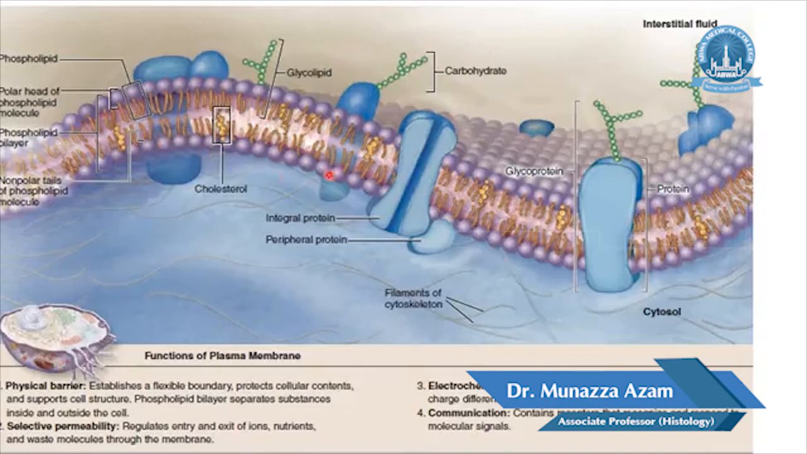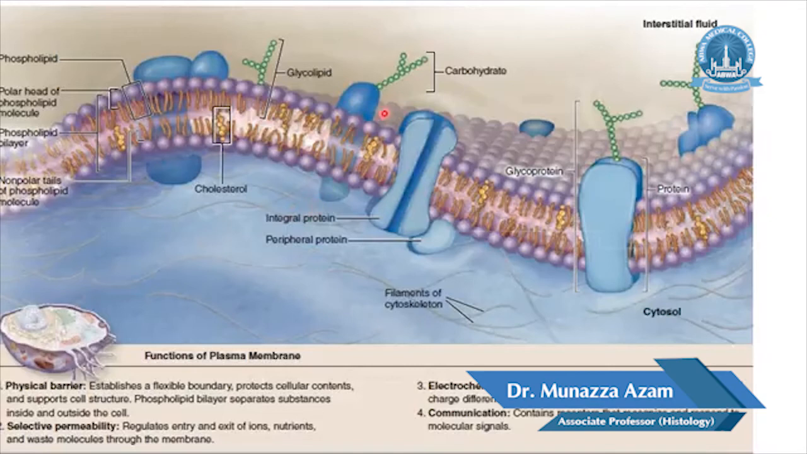Membranes act as physical barriers and establish a flexible boundary, protect the cellular contents, and support cell structure. The phospholipid bilayer separates substances inside and outside of the cell, so it is important for the internal homeostasis of the cell as well. These membranes are selectively permeable, and they allow exchange of materials but in a selective range.